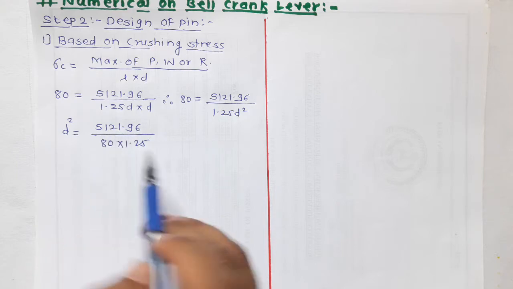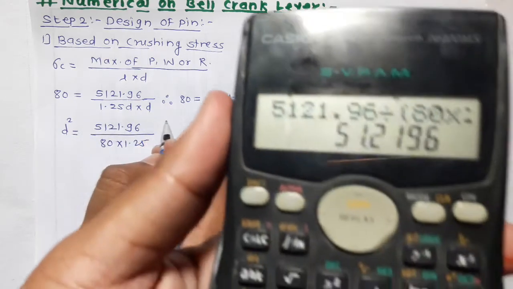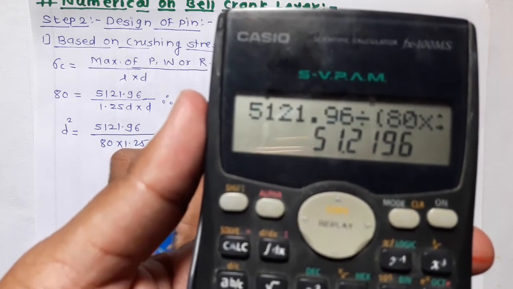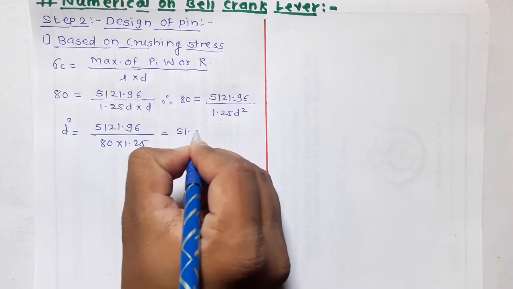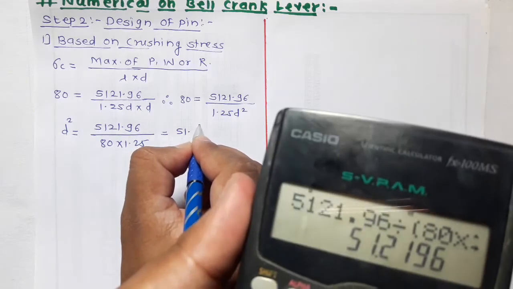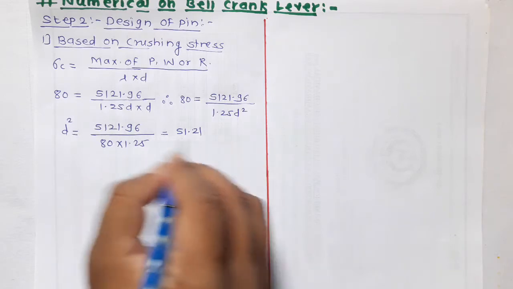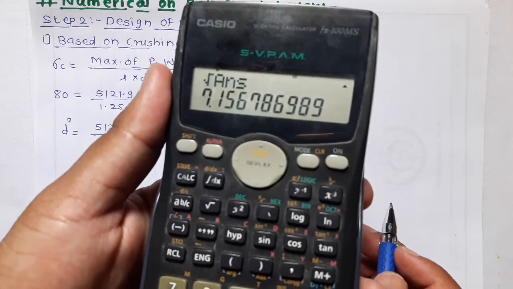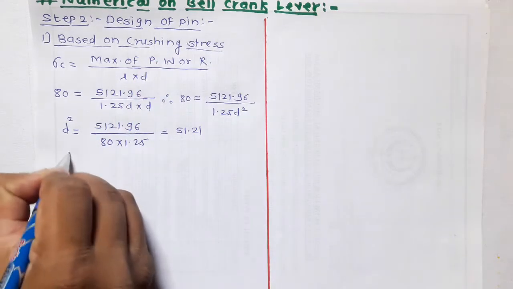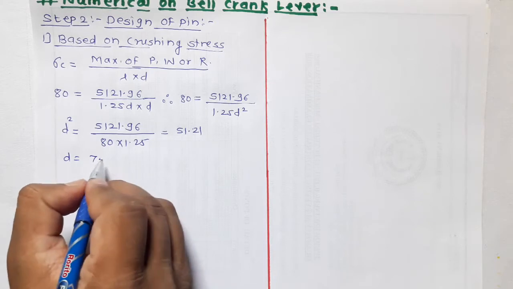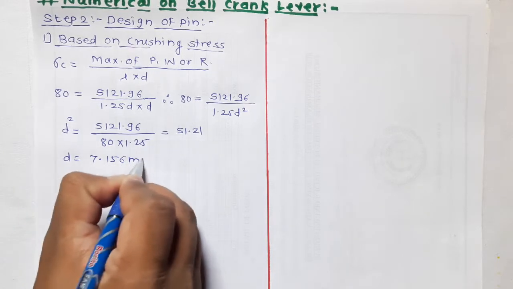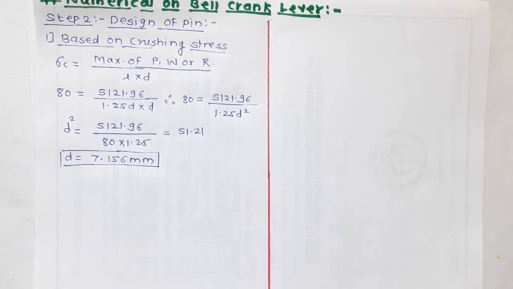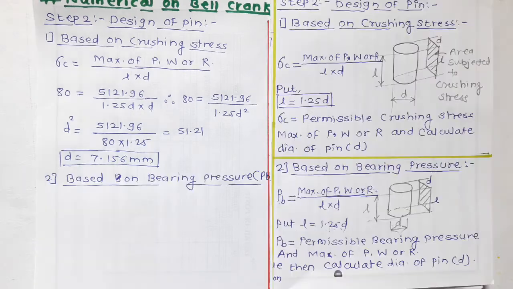So if you calculate this, you will get the value of D square as 51.21. If you take the square root of this, you will get the answer of D as 7.156. So the value of diameter of pin based on this crushing stress is 7.156 mm. So this is the diameter of pin based on crushing stress. Similarly, find out the diameter of pin based on bearing stress and shear stress.